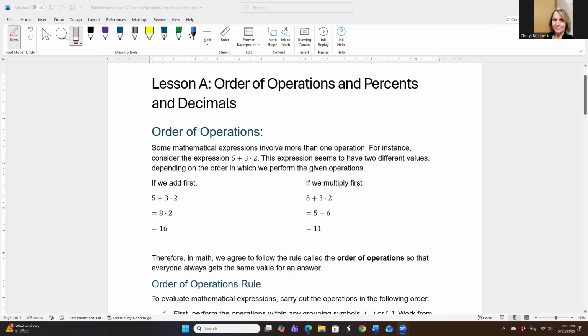In this video, we're going to be looking at guided notes for Lesson A, Order of Operations and Percents and Decimals. We'll start with order of operations. Some mathematical expressions involve more than one operation.